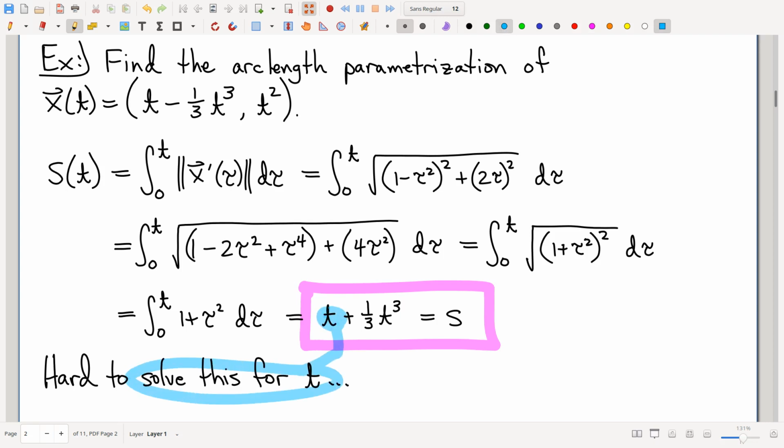And yet this is still something hard to work with, because I would have to solve for this t right here in order to be able to plug that formula for t in to reparameterize. And I can't solve for that t, it's in a cubic. Right, so, gosh, that's annoying. So, like I say, actually executing arc length parameterizations is often not realistic. So, anyway.